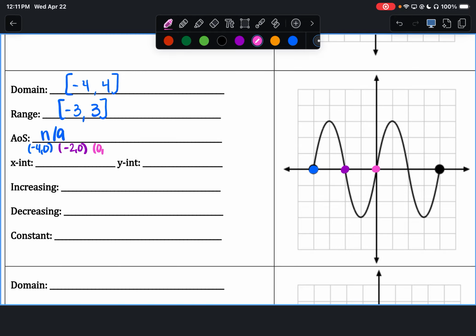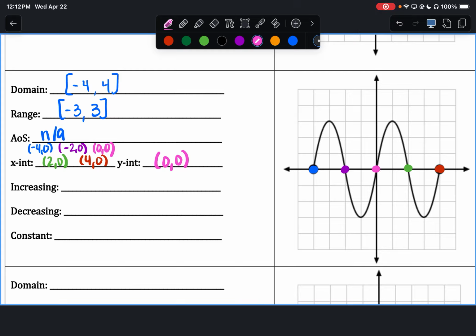0, 0. What about this one? 2, 0. And what's the last one? It is back to being 4, 0. All right, what is our y-intercept, though? 0, 0. Okay, so this one has several x-intercepts. We include all of the x-intercepts that we have.